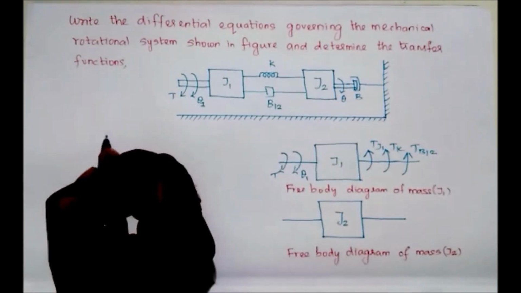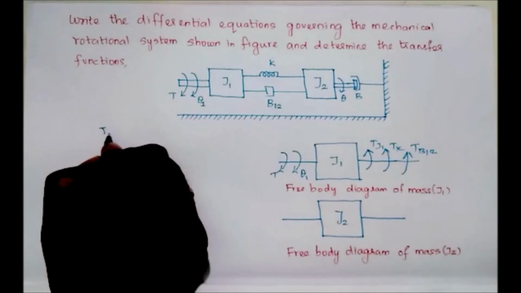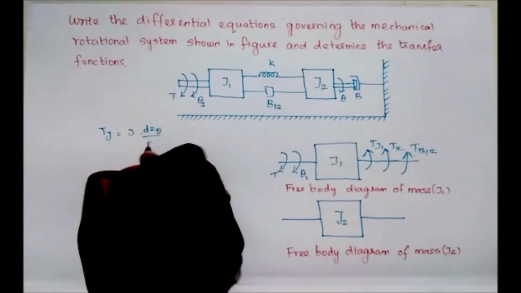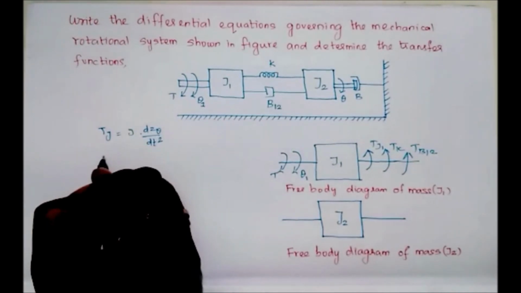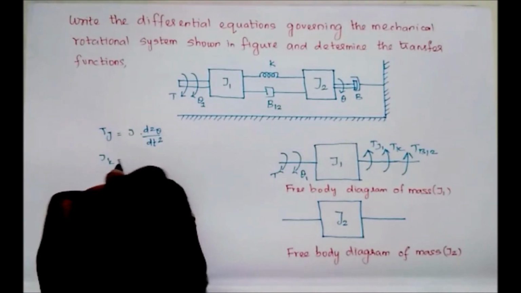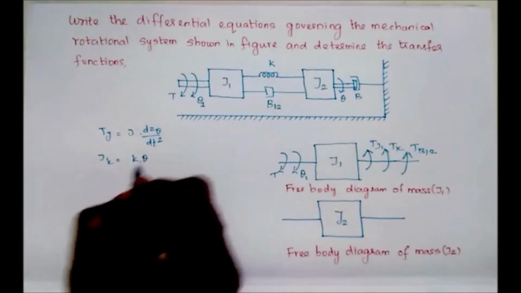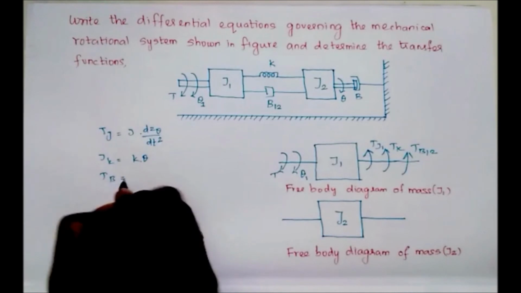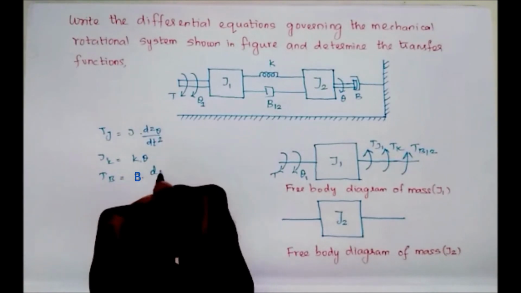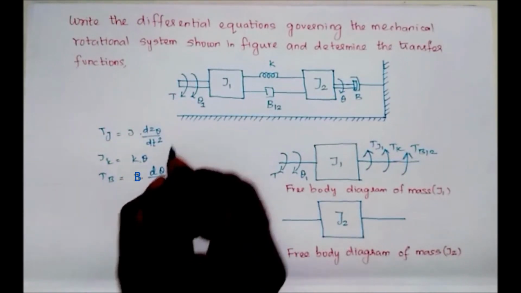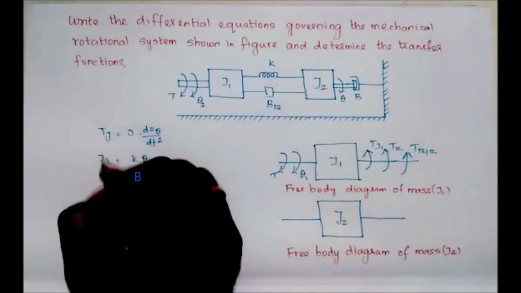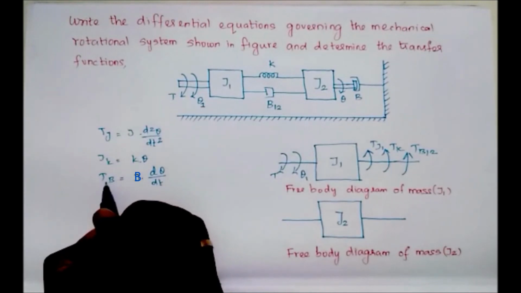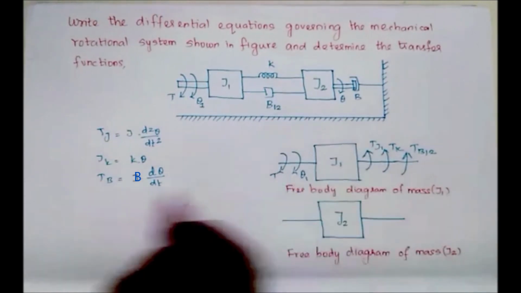So now we have to apply the torque equations. We know Tj equal to J into d square theta divided by dt square, and also Tk equal to k into theta, then Tb equal to b into d theta divided by dt. These three are the basic torque equations of moment of inertia, spring element and also dashpot.